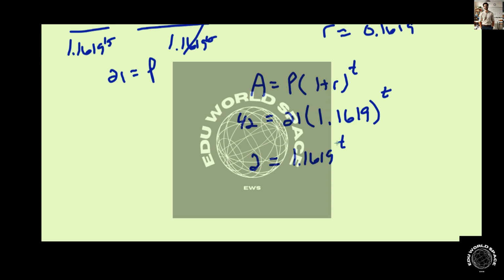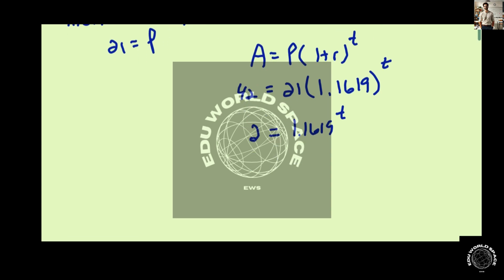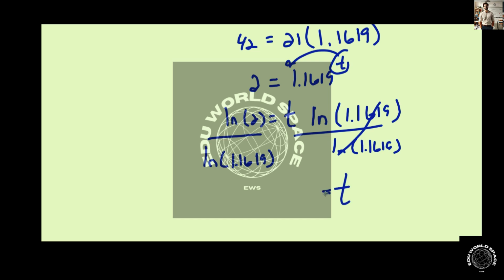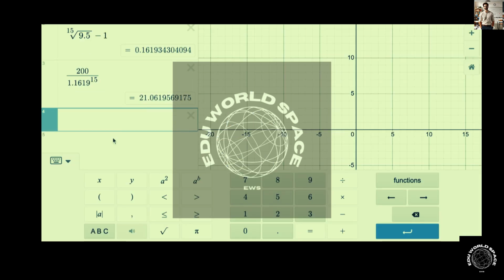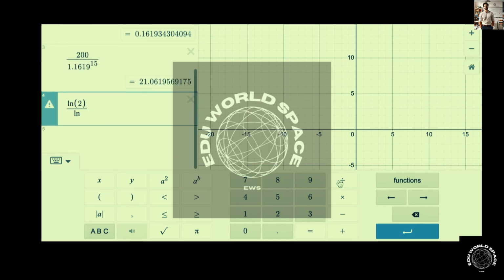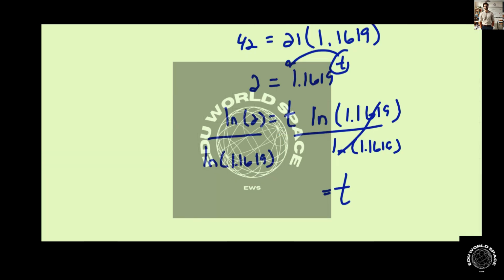Now we'll take the logarithm to both sides. I'll pick the natural log. That way we can apply the power rule and we can bring the exponent out front. It'd be t times the natural log of 1.1619. And so divide both sides by the natural log of 1.1619. And you'll have the time. So the natural log of 2 over the natural log of 1.1619.